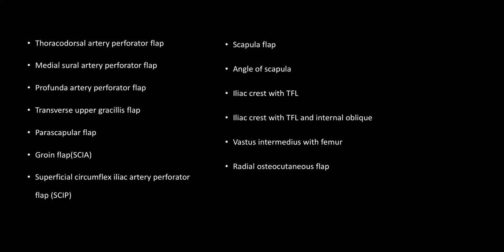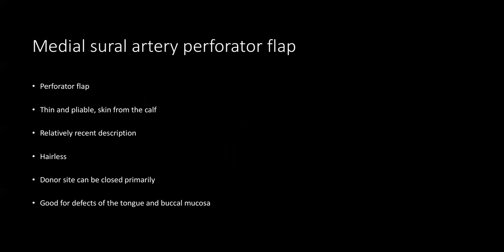So we have iliac crest with tensor fascia lata muscle, and we have iliac crest with tensor fascia lata and internal oblique. We have the vastus intermedius flap with the femur, and just for completion's sake, I've mentioned the radial osteocutaneous flap.